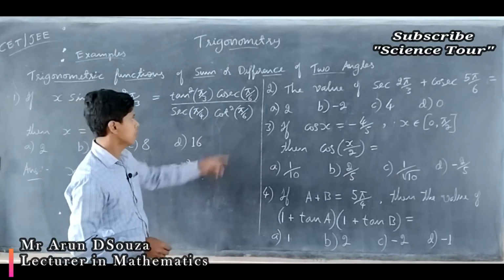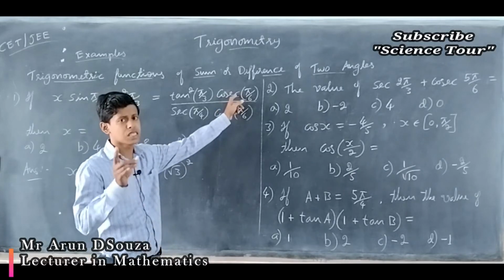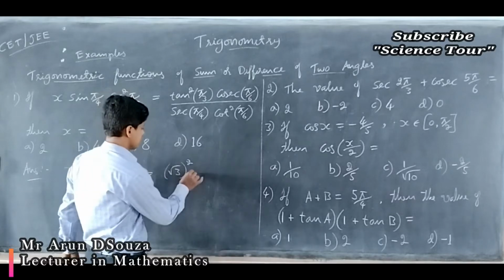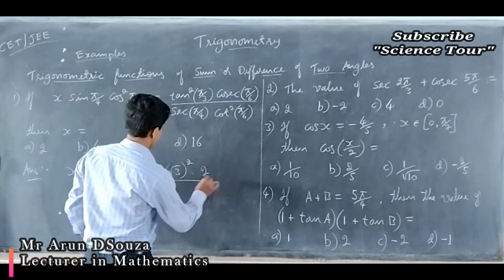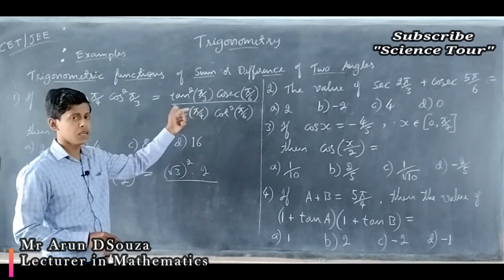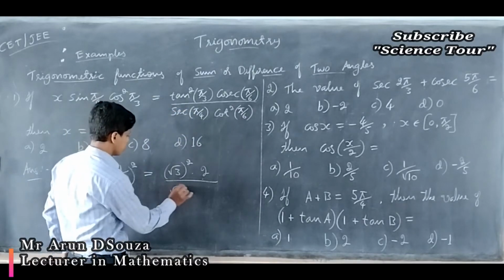And cosec, what is sine pi by 6? Sine pi by 6 is 1 by 2. So cosec will be the reciprocal of it. That means it is 2, divided by secant 45. What is cos 45? 1 by root 2. Secant will be the reciprocal. So it is root 2.